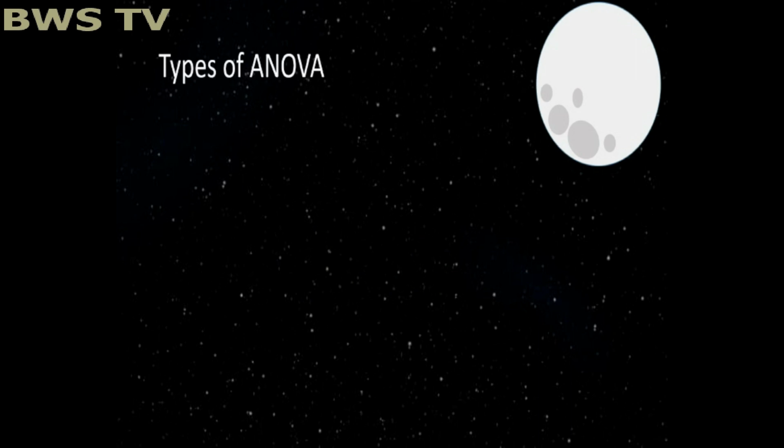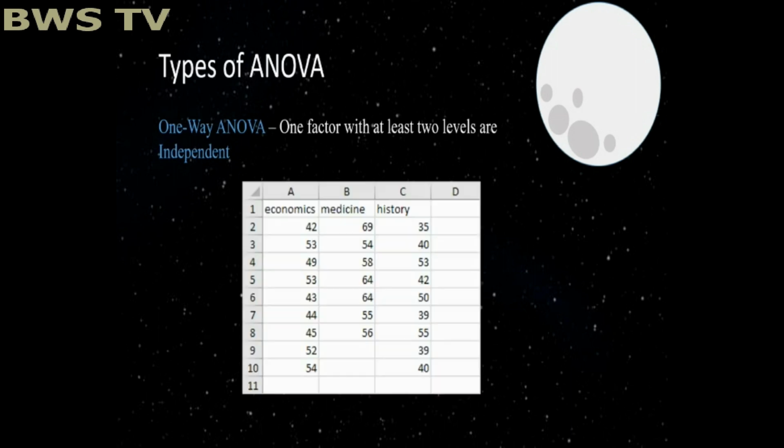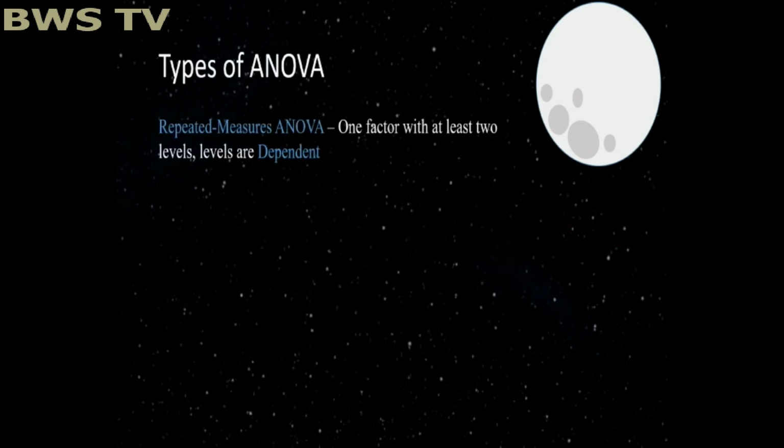Then we have the different types of ANOVA. First, we have one-way ANOVA, which is one factor with at least two levels that are independent. And we also have repeated measures ANOVA. One factor with at least two levels. Levels are dependent.